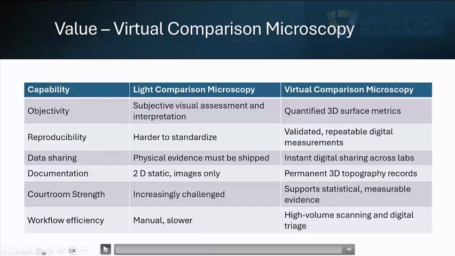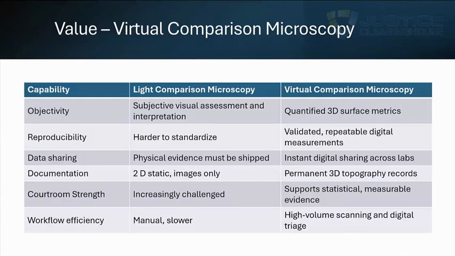First thing that we want to consider is that virtual comparison microscopy is a value add to the current capabilities of the forensic firearms laboratory. There are several different capabilities, and what we want to do is discuss the capability as well as what it looks like with light comparison microscopy, and then what that looks like with virtual comparison microscopy. So, objectivity. With light comparison microscopy, we have a subjective visual assessment and interpretation.